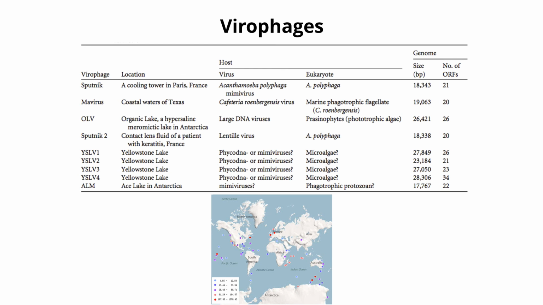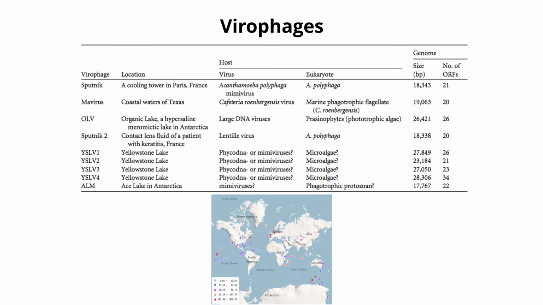And then another one, which is pretty interesting, it's called Sputnik 2, was isolated from the contact lens fluid of a patient with keratitis, inflammation of the eye in France. And its helper was called lentille virus. You know what lentille means? Lens. It means lens in French because it was isolated from a contact lens. So they do have a sense of humor over there. And so these are the eukaryotes that the helper virus infects, and then the virophage depends on the helper for replication. You can see also from Yellowstone Lake and another Antarctic lake.